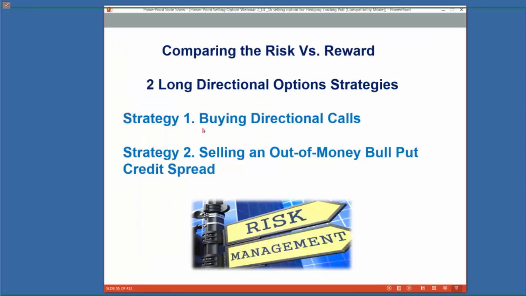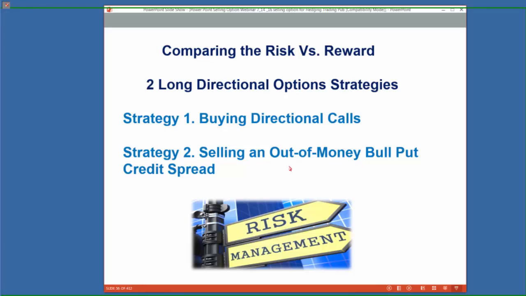When you look at the risk to reward in this example, it's going to be looking at the risk to reward of two long directional option strategies. The first strategy is, hey, let's just go long. We're going to buy directional calls. We're bullish, the market's going up, let's just buy calls. The second strategy is also bullish, but it's going to be selling an out of the money bull put credit spread, also a bullish strategy. So let's compare the risk reward.